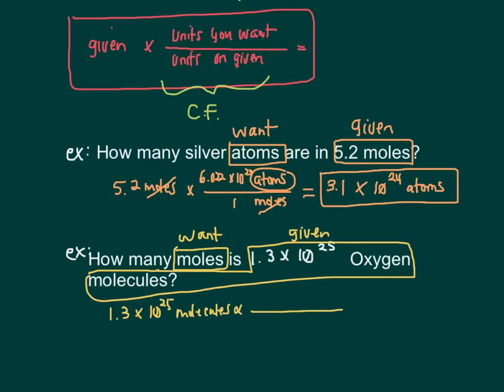and you're going to put molecules on the bottom because you want it to be the same unit as what's on your given, and then what you want is moles, so that's going to go on the top. And then you just need to fill in the numbers. So remember, 1 mole is equal to 6.022 times 10 to the 23rd molecules. And then it just becomes a matter of crossing out the molecules. You'll be left with moles, and your answer to this, if you were to work this out, would be 22 moles.